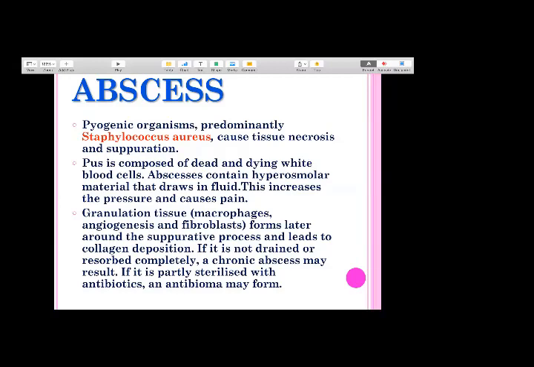And if it is partly sterilized with antibiotics, an antibioma can form as well. The antibioma results in further granulation tissue formation around the swelling. It completely walls it off, and the swelling doesn't subside. So the definitive treatment is definitely drainage in order to completely resolve this abscess.